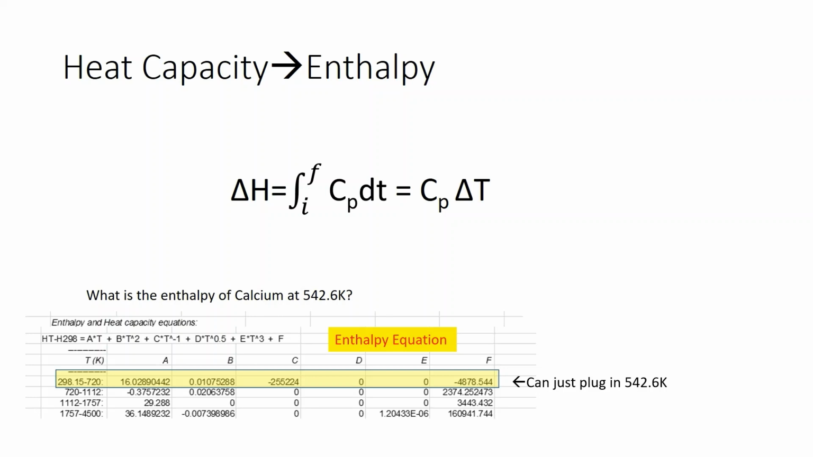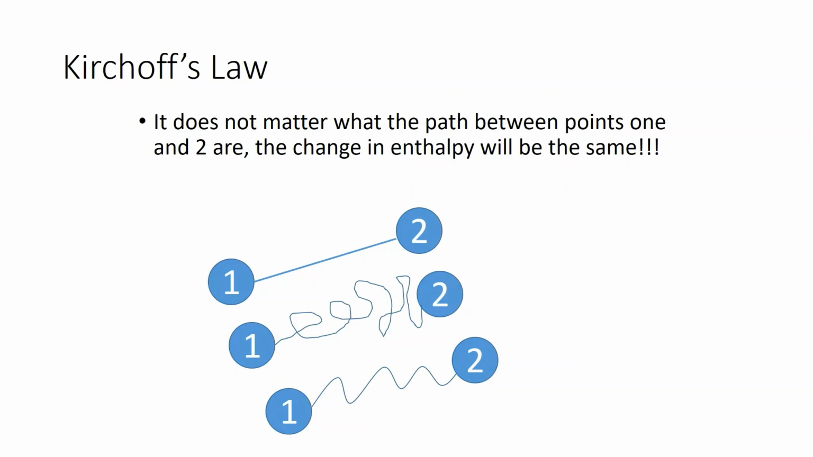The next thing we're going to talk about is Kirchhoff's law, and it doesn't matter the path between the points. The change in enthalpy will always be the same, and this is my crude drawing. We're still getting from point A to point B. We took a roundabout path, almost sinusoidal, but we're still getting from point A to point B, so the change in enthalpy is going to be the same. That's Kirchhoff's law in the simplest form possible.